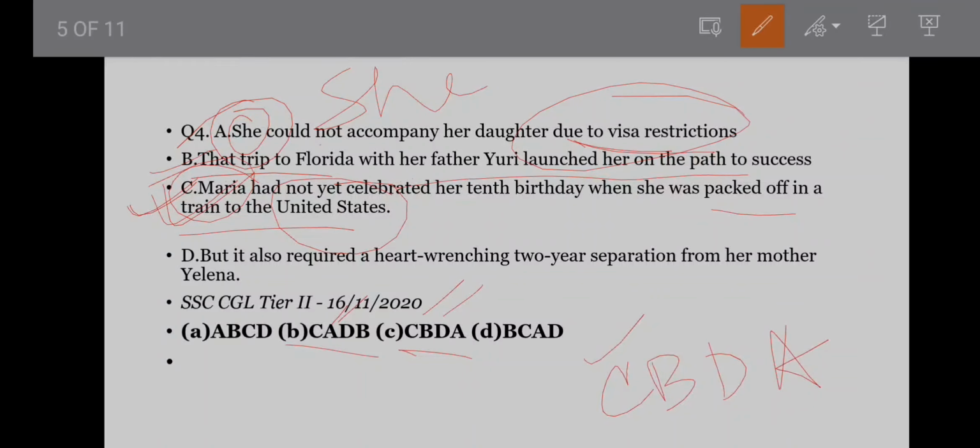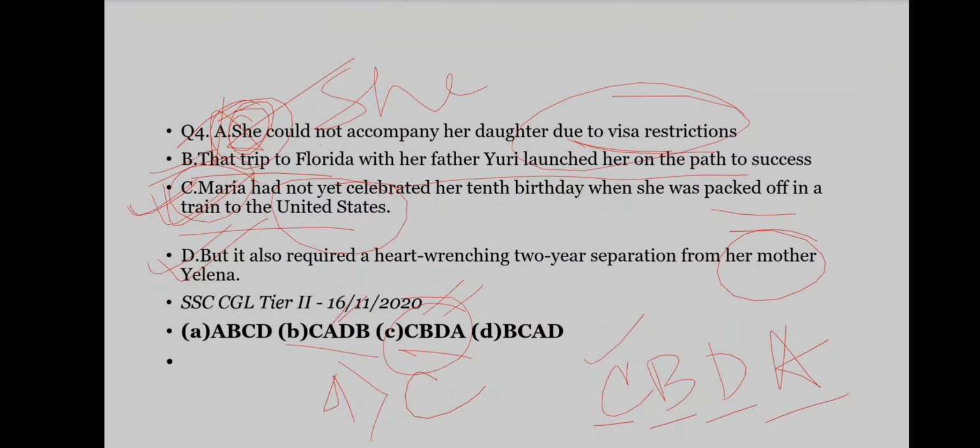Then we can see her mother in D sentence. Her mother, and this her mother is she here. So A will be the last one, and D will be before that. And the second sentence is B. First is C. So it's C, B, D, A. Number 4 is C.